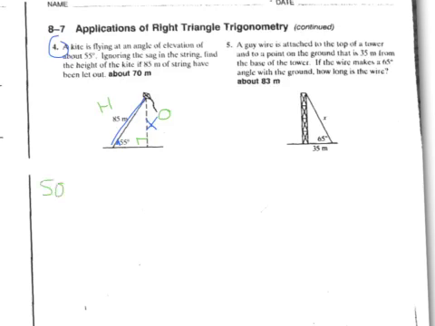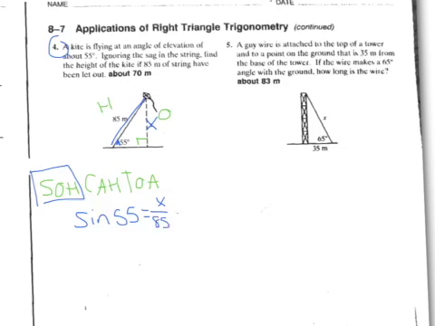So SOHCAHTOA. I have the hypotenuse, and I'm looking for the opposite. If I have the hypotenuse and I'm looking for the opposite, I'm going to use the sine. So now I'm going to have the sine of 55 equal to the opposite, which is x, over the hypotenuse, which is 85. To get x by itself, multiply both sides by 85. So you're going to do 85 times the sine of 55, and you will get about 70 meters.